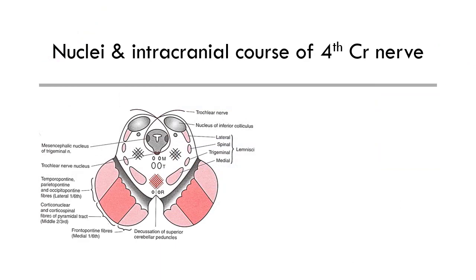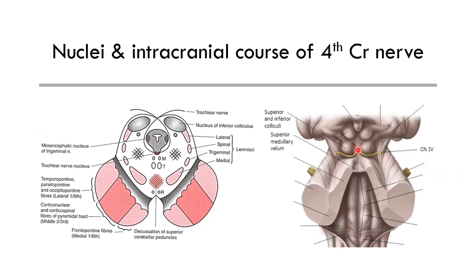This is a transverse section of the midbrain at the level of the inferior colliculus. The trochlear nerve nucleus is anteromedially located, very near to the central canal. The nerve fibers turn back around the central gray matter and reach the posterior part of the midline. They decussate with one another before taking origin from the posterior aspect of the midbrain.